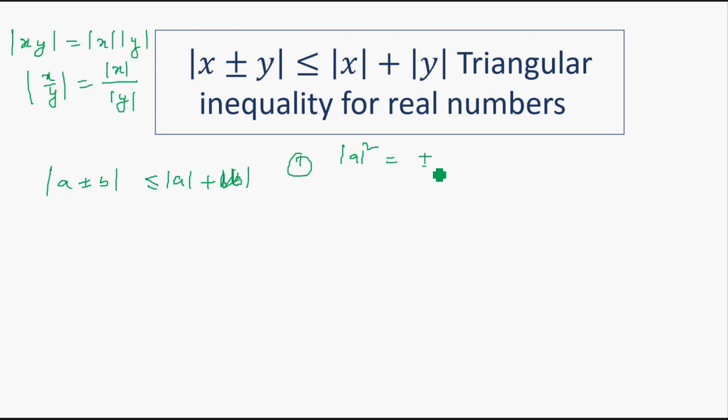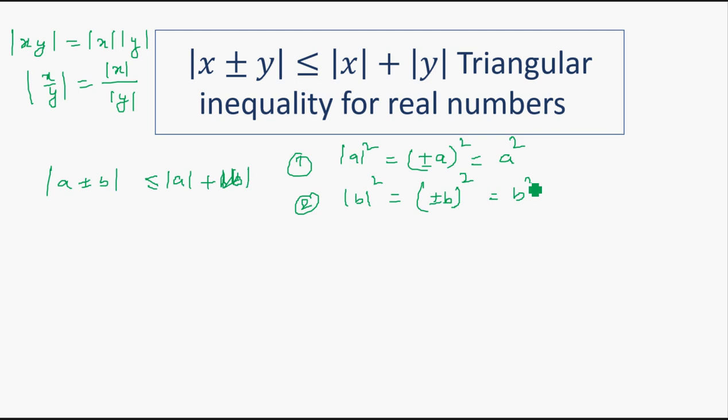So what is mod a? It is plus or minus a, whole square. Minus a whole square is a square, as well as plus a whole square is also a square. So mod a square will be a square, right? Similarly for mod b whole square, when I square mod b, what is mod b? Basically it's plus or minus b, whole square. So plus b whole square is b square, and minus b whole square is also b square. Minus b into minus b is b square, right? So that you need to understand first.